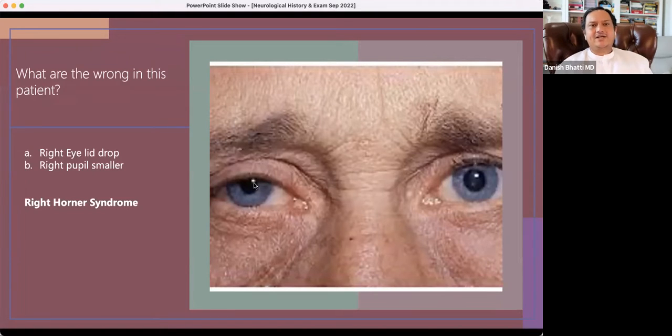It still looks quite dilated because it's likely a dark room. Look at the other pupil, how dilated that one is. And the eyelid is drooping, so it's likely a right Horner syndrome.